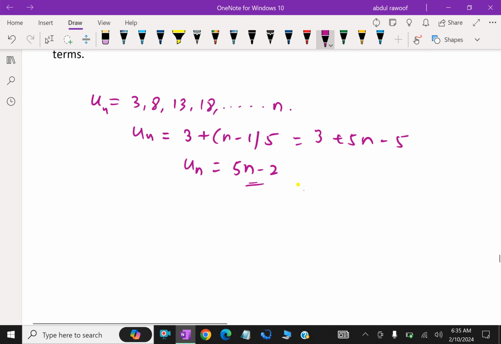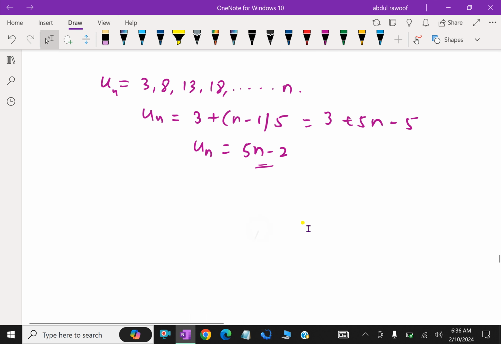By using this formula, we can find any term here. Suppose we use n is 10, that is 10 into 5 is 50, 50 minus 2 is 48. That means the 10th term must be 48. Like this, you can find any number of terms. One more pattern, look here.